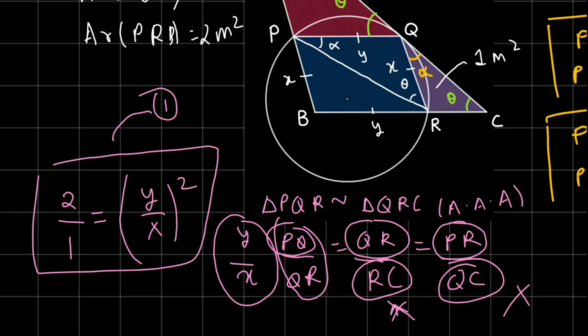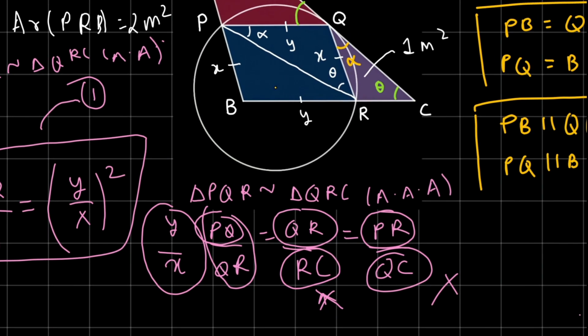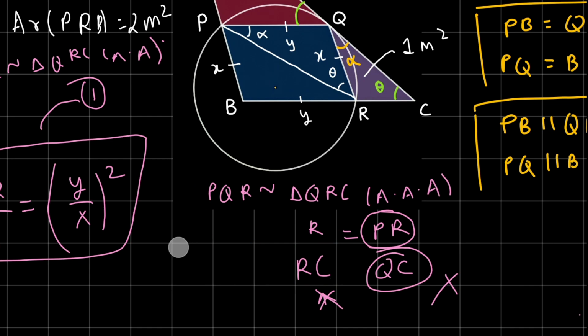Okay. And this we have got because the triangle PQR is similar to the triangle QRC because of the property of angle, angle, angle. Or we can just say angle, angle. It's all okay. Now let us talk about the second pair of similar triangles.